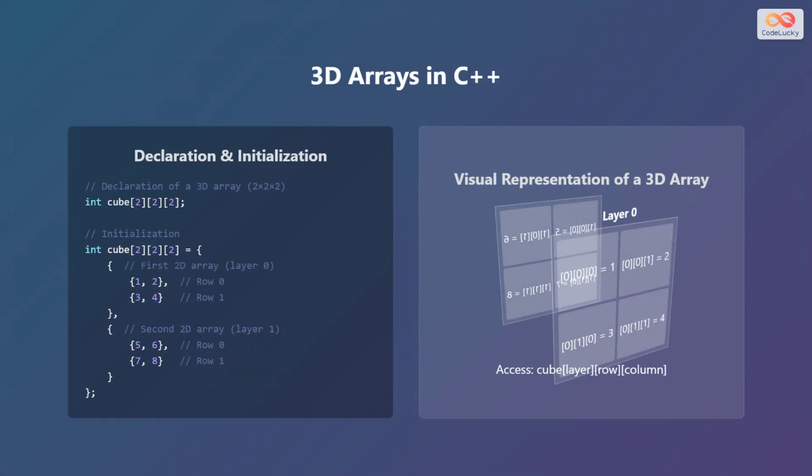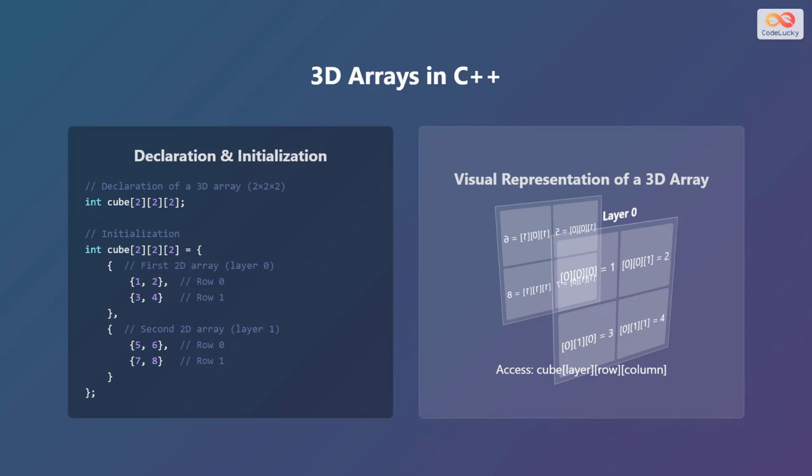Let's move on to 3D arrays in C++, which extend the concept of 2D arrays into another dimension. To declare a 3D array, you specify the size of each dimension. For example, int cube[2][2][2] declares a 3D array with 2 layers, 2 rows, and 2 columns. Initialization of a 3D array involves assigning values to each element. Here's how you can initialize a 3D array.